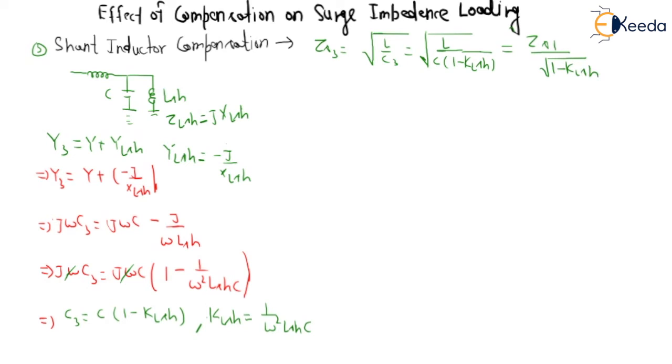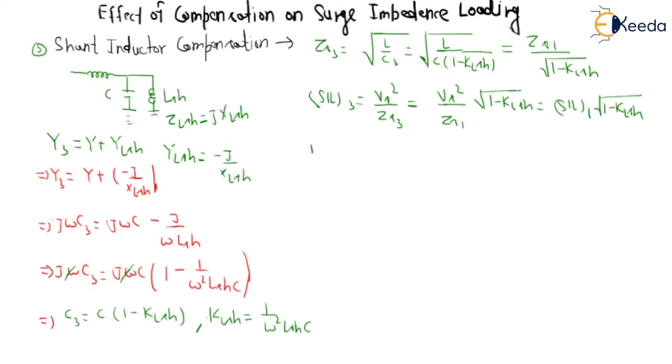In the same way, SIL3 will be equal to Vs² upon ZS3. So putting the value of Vs² upon ZS3 means ZS1 multiplied by 1 minus KLSH. So we can simply write SIL of 1 into 1 minus KLSH. Simply we can see from these two equations, number 1, ZS3 is greater than ZS1. Second point, SIL3 is less than SIL1. And third, transient stability deteriorates.